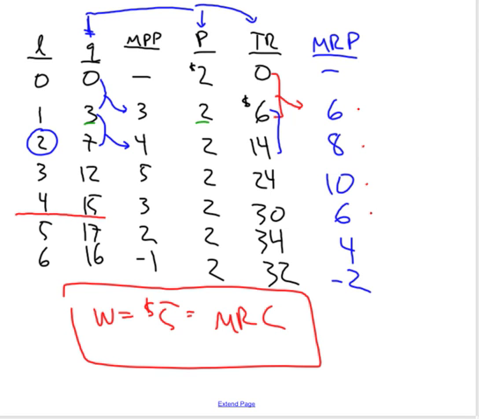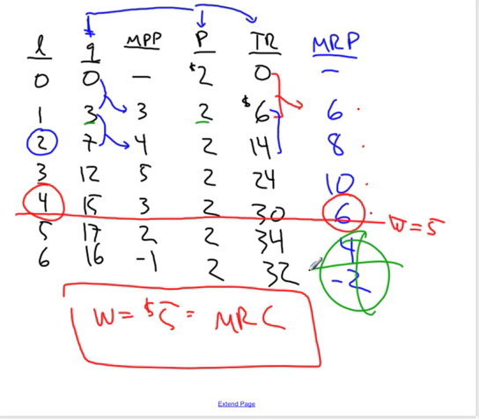A handy way to do this kind of problem is to draw a line right through your table showing that W is equal to 5. If the wage, constant wage, is equal to 5, then the last worker worth hiring is the fourth worker. Because the fifth worker, these workers, you don't want to hire. They don't raise revenue by enough to justify being hired.